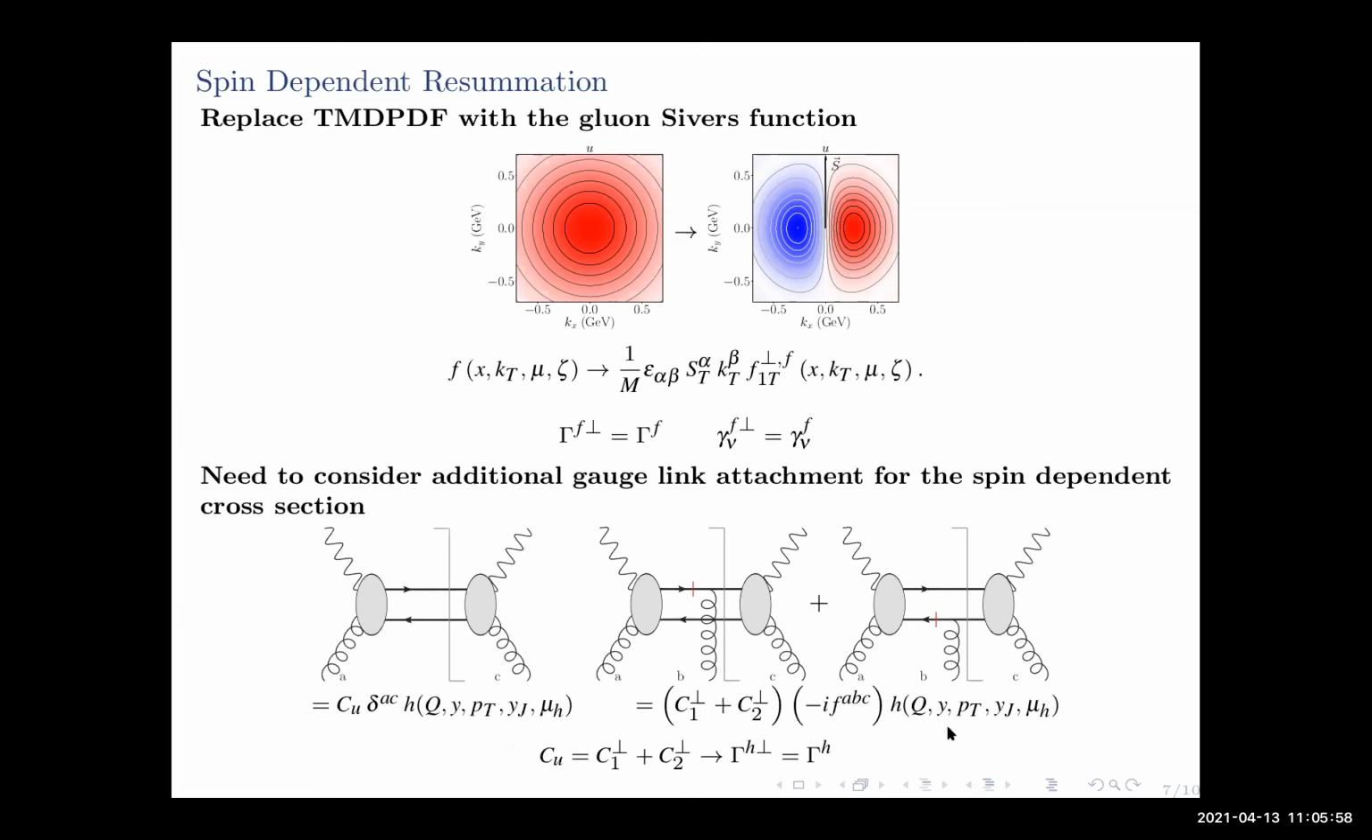Again, this delta AC and also this minus i f^{ABC} should be absorbed into the definition of the unpolarized TMD PDF and the gluon Sivers function. What we recover at the end of the day is that the color factor entering into the unpolarized process and the sum of the color factors entering into the polarized cross section, or the polarized hard part, are exactly equal to one another. This is an indication that the hard functions for the unpolarized case and the polarized case are exactly equal to one another. So we took this as an indication that the hard anomalous dimension for the polarized case is equal to the hard anomalous dimension for the unpolarized case.